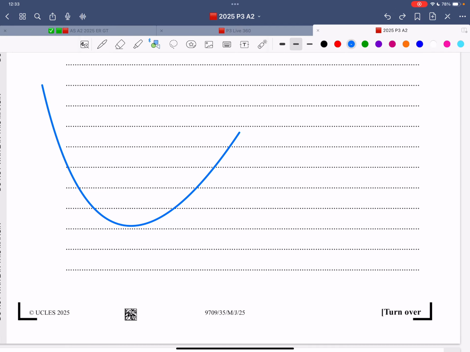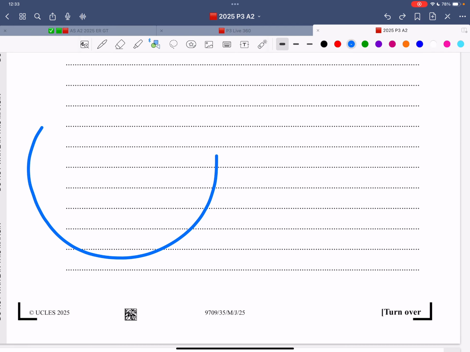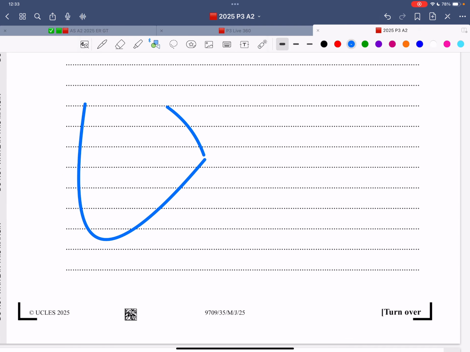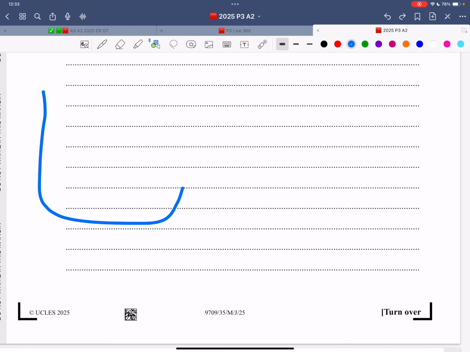Okay, let me make a proper circle. Sometimes it slips. I don't know what seems to be the issue. Okay, that is good enough. And then this one.